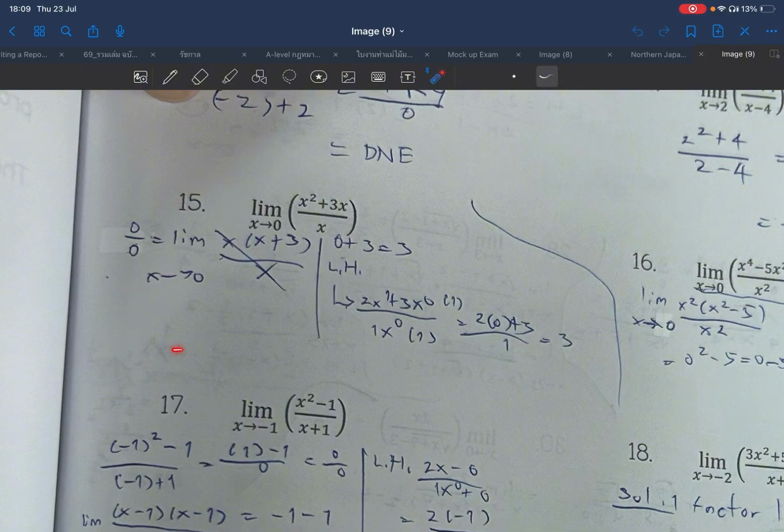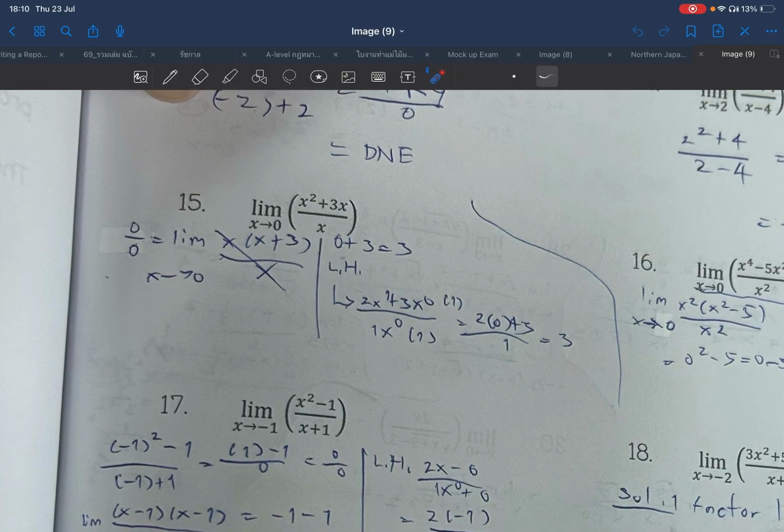We should factor out an x from the numerator to get x(x + 3) over x. We cancel out the x from the top and bottom to leave x + 3. So we substitute x as it approaches 0 to get 3. As you can see here, this is the final answer.